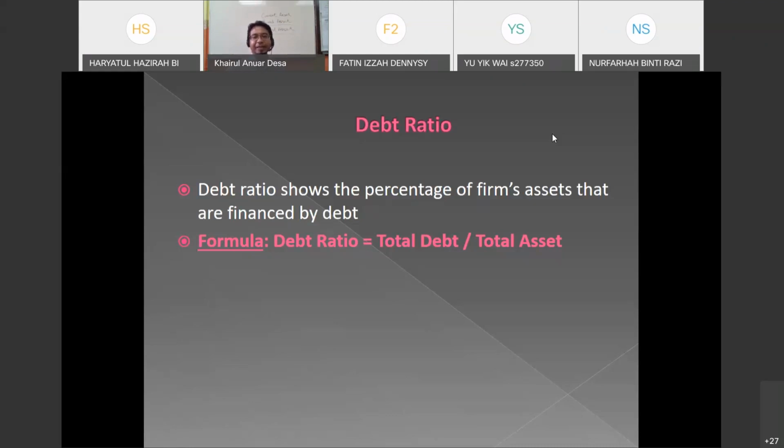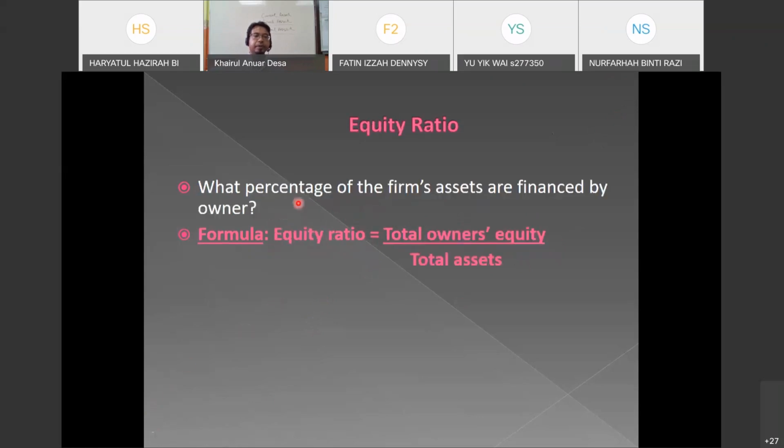Okay, debt ratio. Show the percentage of the firm's asset that financed by the debt. Okay, debt ratio, total debt over total asset. Equity ratio. What percentage of the firm asset are financed by the owner? Berapa banyak kita beli melalui equity kita?